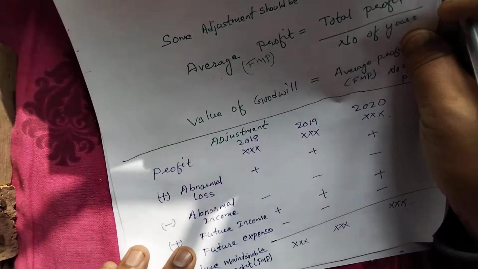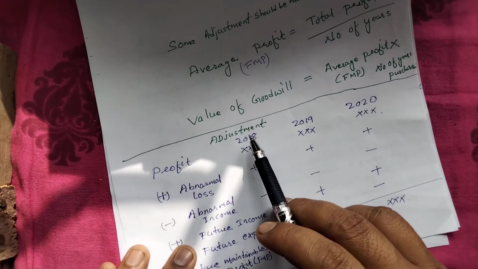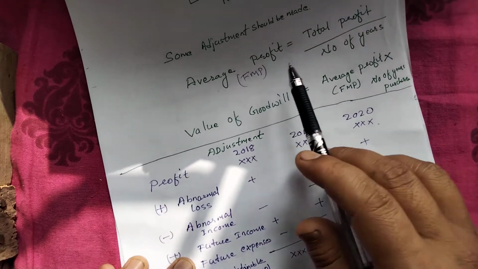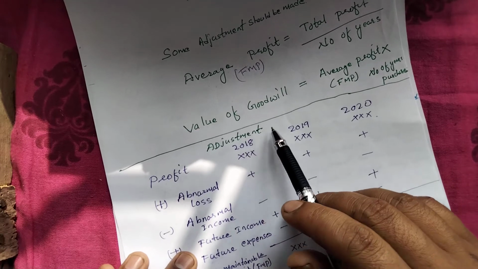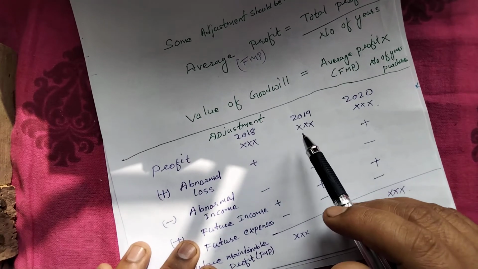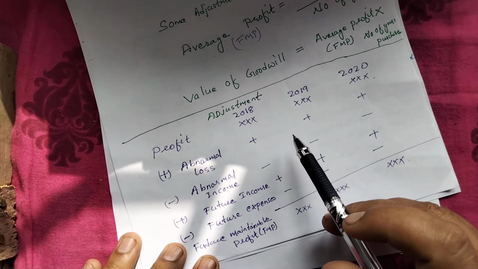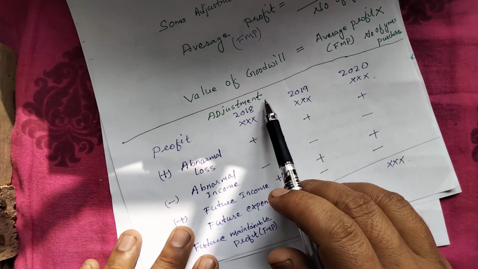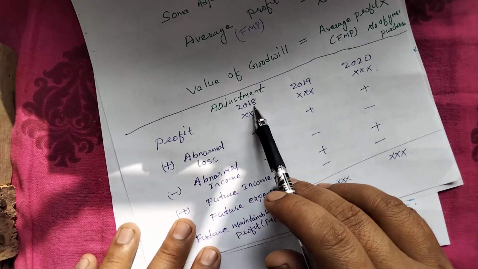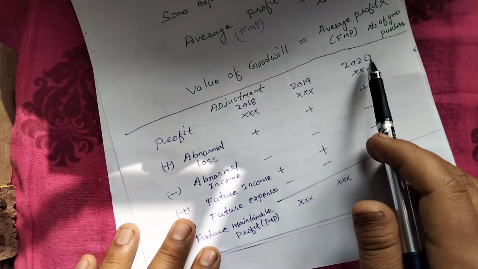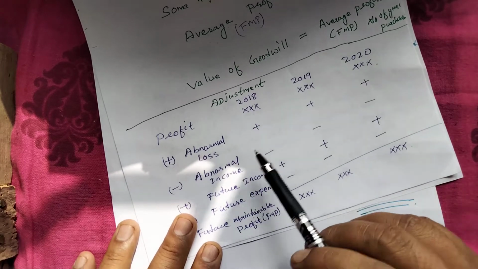Now we have to adjust, since I have already told you that before finding average profit you have to adjust something. Okay, so how are you going to adjust, and what are the things you need to adjust? So you have to write adjustment. Okay, profit 2018, 19, 20. So you have to adjust something.